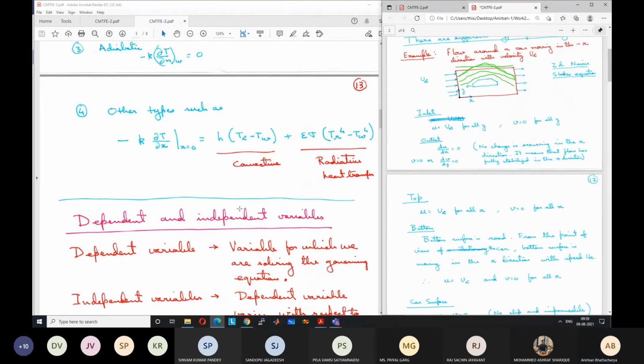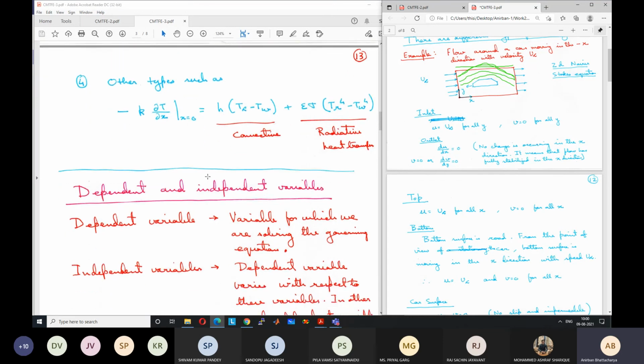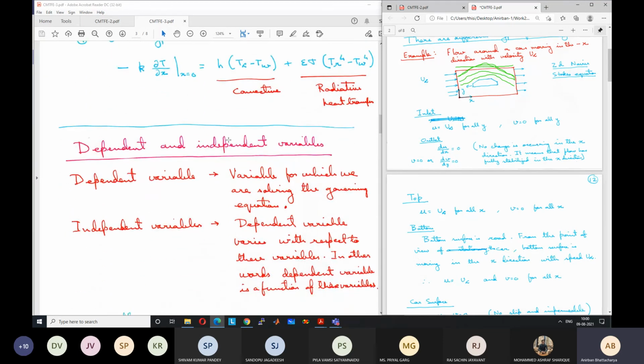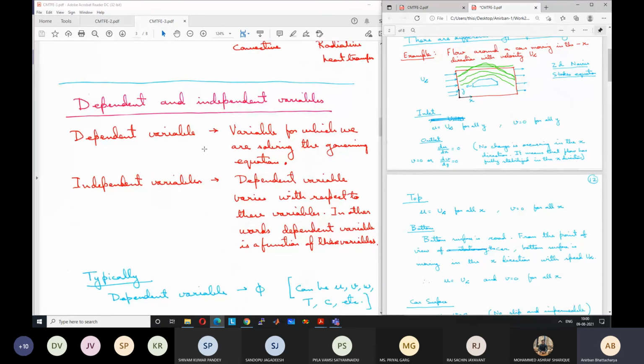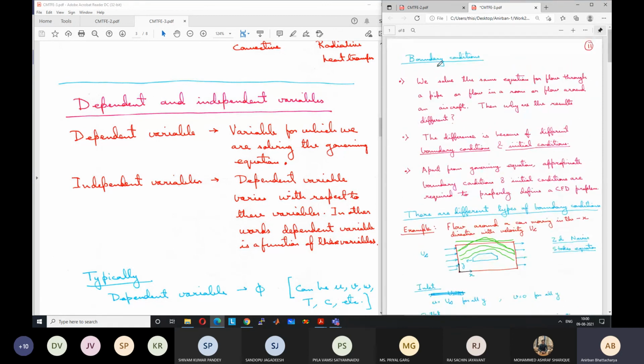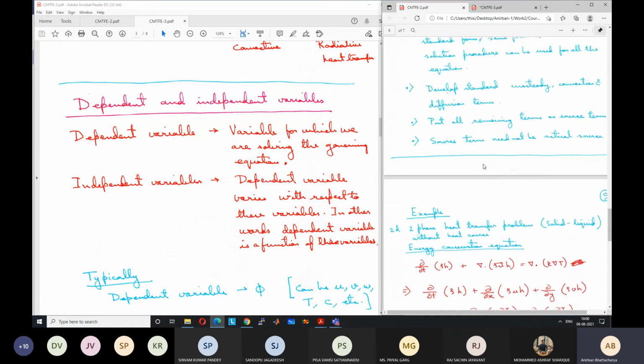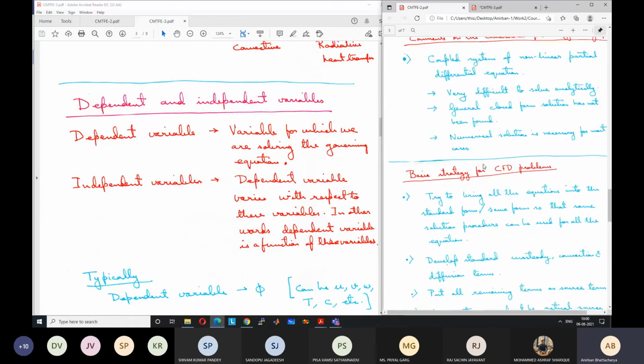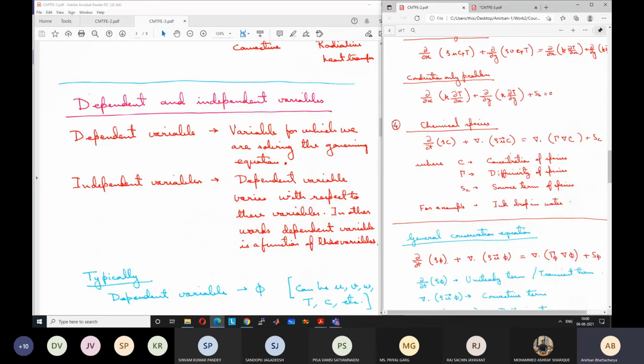Okay. So we have discussed equations and we have discussed boundary conditions briefly. And along the course, we will find out how to solve these equations and what type of boundary conditions to use. Let us discuss a few other important things. One is the concept of dependent and independent variables. So all the equations that we were discussing, like the chemical species equation or heat transfer equation or momentum equation.